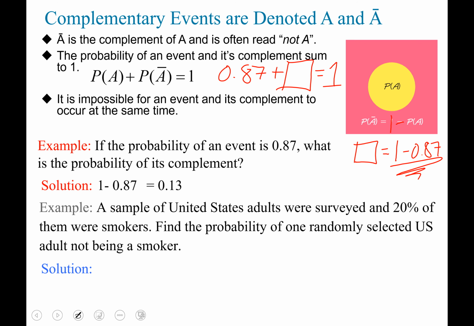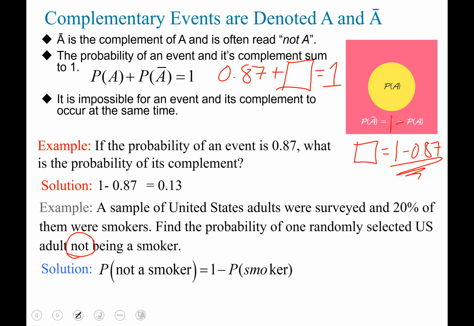Another example: a sample of United States adults were surveyed and 20% of them were smokers. Find the probability of one randomly selected U.S. adult not being a smoker. Notice they didn't use the word complement, they didn't use A or A naught. So it's important to read the question carefully and determine that they're asking us to find the complement, so not being a smoker.